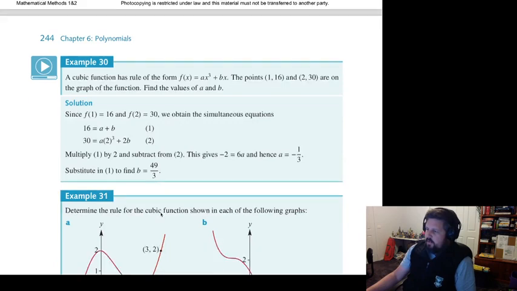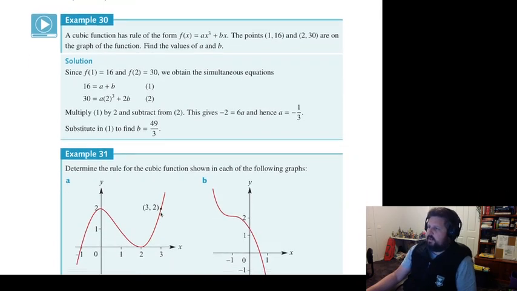Turning over the page, we're looking here at worked example number 30. It says here a cubic function has the rule. Here we've got ax cubed plus bx, and they've given us 2 points this particular time. They've got 1 and 16, so x and y values, and another set of x and y coordinates, 2 and 30. Perfect.